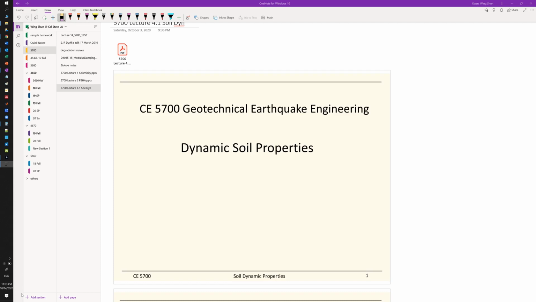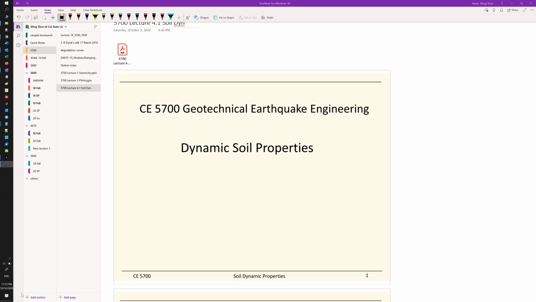So here we step back a little bit and talk about the fundamentals of soil properties. In a way, this is brand new, because in our previous classes, including your foundation design at the undergrad level, and also 566, if you have taken 566 with me, we talked about soil mechanics. But those soil properties that we mentioned before are under static loading.